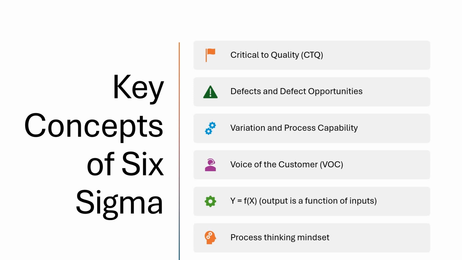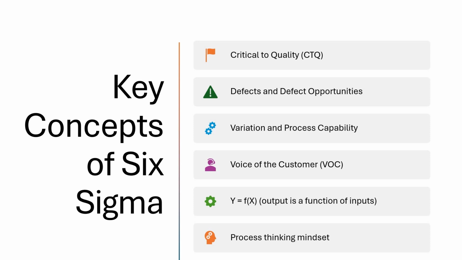These are key performance requirements your process must meet to satisfy customer expectations. For example, in a pizza delivery service, CTQ should be delivery time under 30 minutes, the pizza temperature, and order accuracy. Identifying the critical to quality helps prioritize improvement efforts on what matters the most.